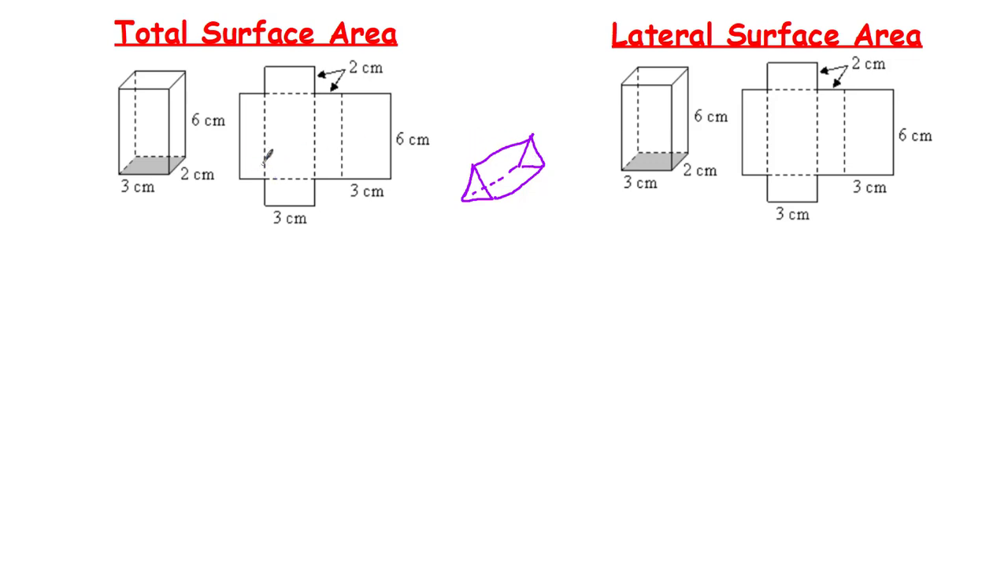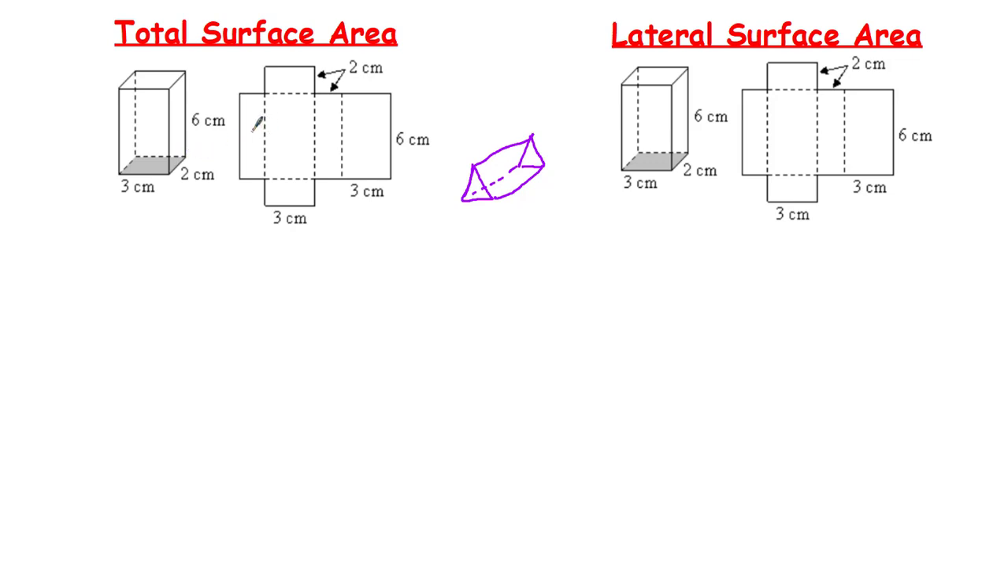Now, what I want you to notice is besides the bases in both of these examples, all of the other sides are rectangles. And that's going to be consistent with all prisms. So the sides will be rectangles, but the bases could be whatever shape. Triangles, they could be squares, rectangles, trapezoids, so on and so forth. So let's talk about how to calculate this.